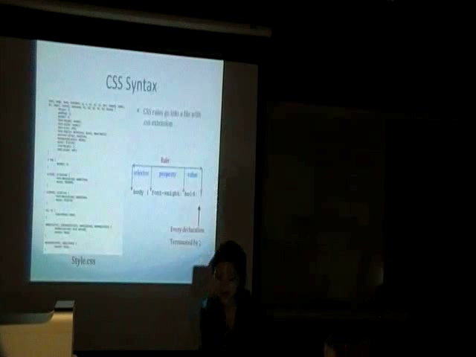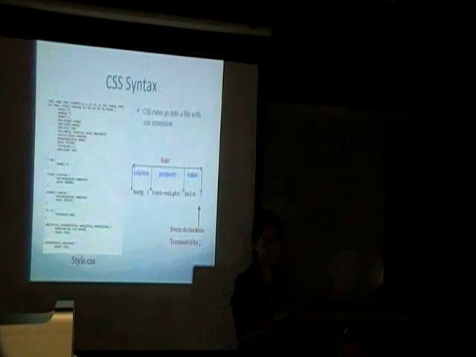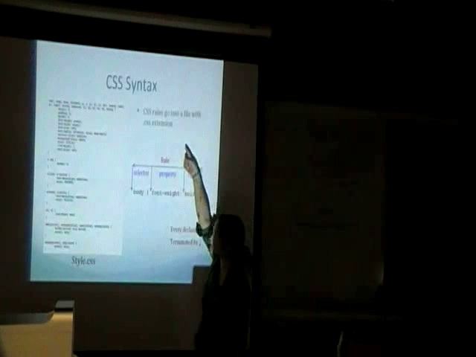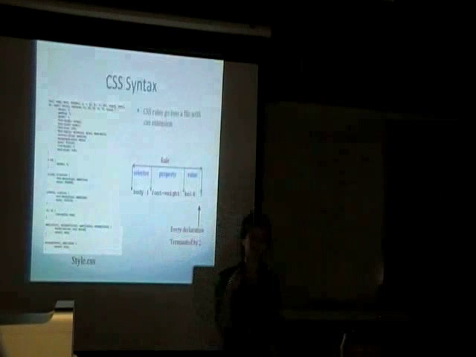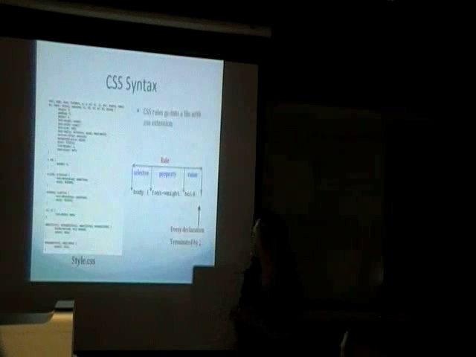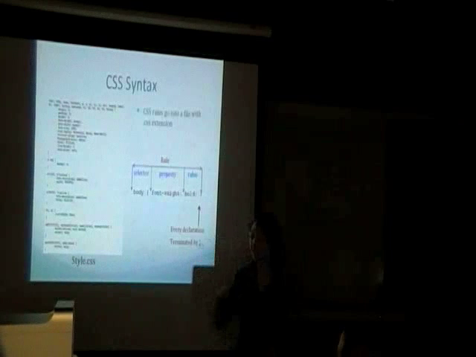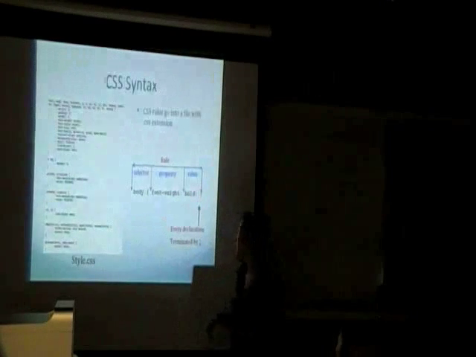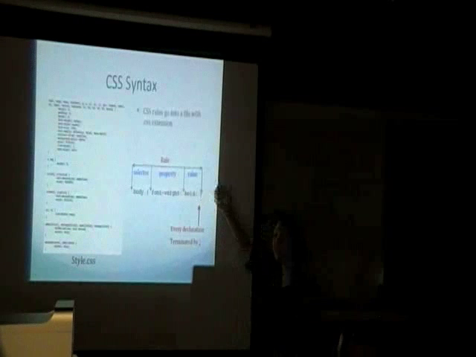Okay, so CSS, just like HTML, is basically a text file with a bunch of CSS code in it. So it has a CSS extension. So remember with HTML, you had an HTML extension on your files. And basically a CSS file just has a bunch of different rules of how you want your things to be styled. And each rule has a syntax like this.